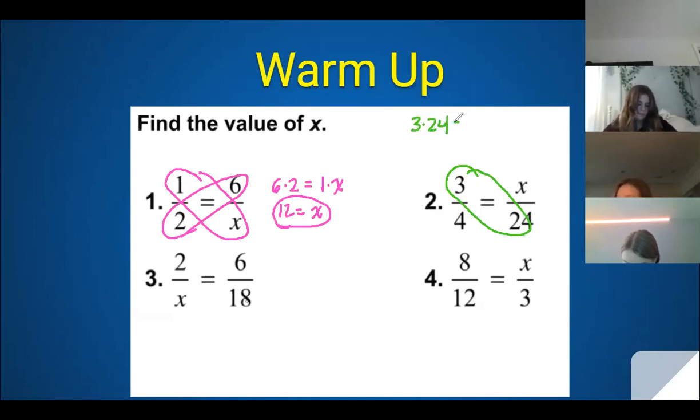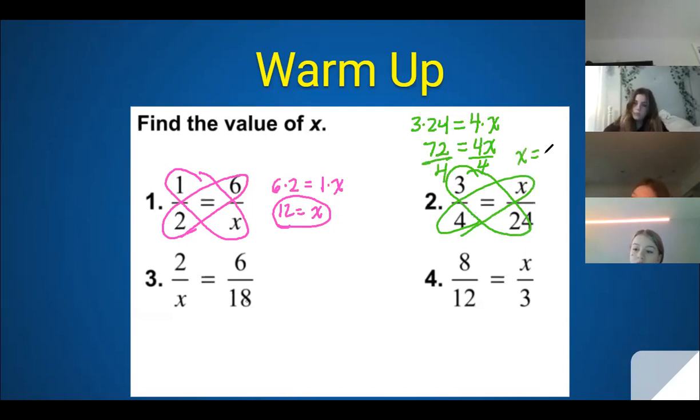And then you would do 4x. 4 times x, all right. And 3 times 24 is 60 plus 12 is 72. And what will we do next? Now you would divide 4 on both sides. Okay. And x would be 72 divided by 4, is that 18? Yes, nice. Thank you.